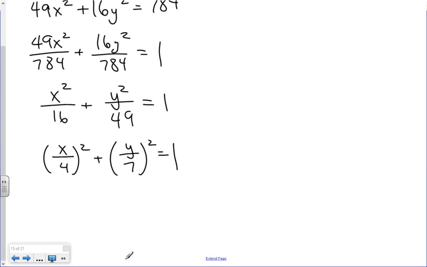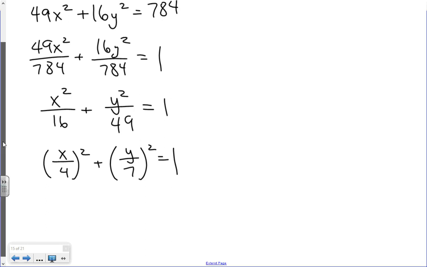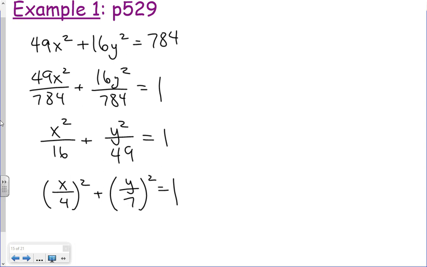That right there is our center radius form. And this is nice because this tells me exactly where the center of this conic is at. They did tell us that this was an ellipse, if we didn't know that to start off with, but it's an ellipse. Its center is at the origin then, (0, 0).